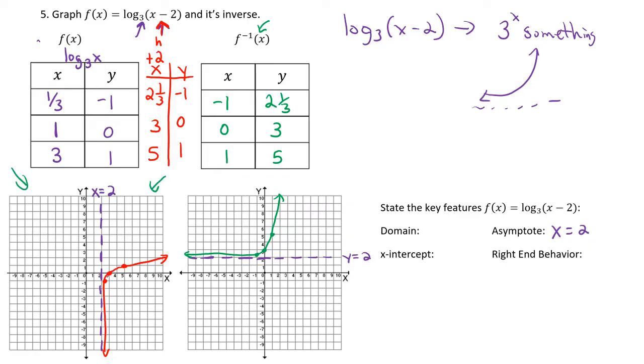First thing it's asking for is domain. Well, we have an asymptote at 2, and we can't touch the asymptote, so it's using everything that is after 2 and beyond. So like 2, 3, 4, 5, all numbers greater than 2. So x is greater than 2. The x-intercept, we can see that's right there at 3, 0. And the right-end behavior. We're talking about this side of the graph, which means as x approaches infinity, the y value, you can see the graph is pointing upwards, is heading towards positive infinity.